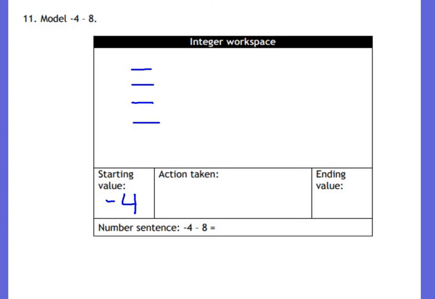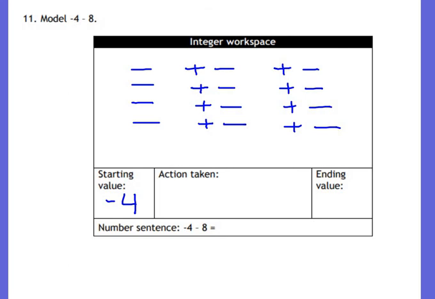How many positives do I need to take away? 8. Do I have positive chips to even take away? No. So I need to add some 0 pairs. How many of these 0 pairs do I need to add? 8. Some people tell me 4 all day long. Do I have 8 positive chips to take away? No. I only see 4 positive chips. So I need to keep adding some 0 pairs.